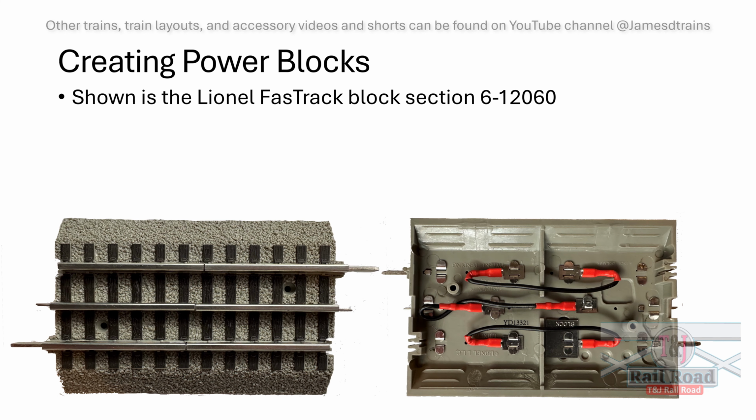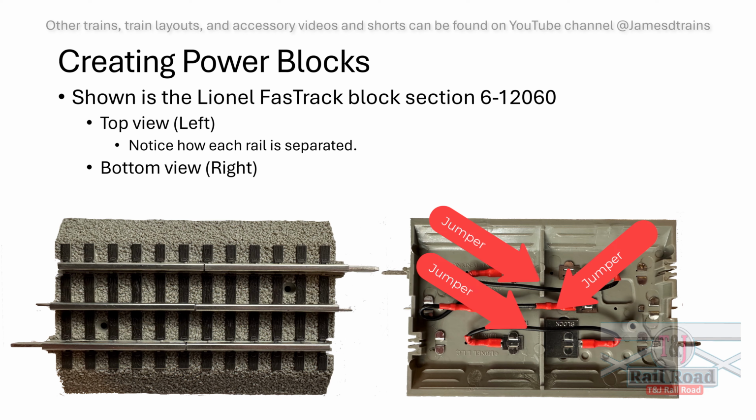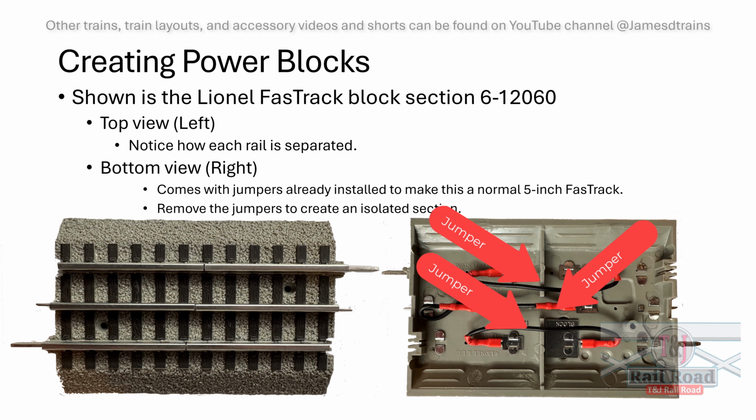Shown is the Lionel FasTrack block section, Lionel part number 612060. Top view, image to left. Notice how each rail is separated. Bottom view, image to right. It comes with jumpers already installed to make this a normal 5-inch FasTrack. Remove the jumpers to create an isolated section.